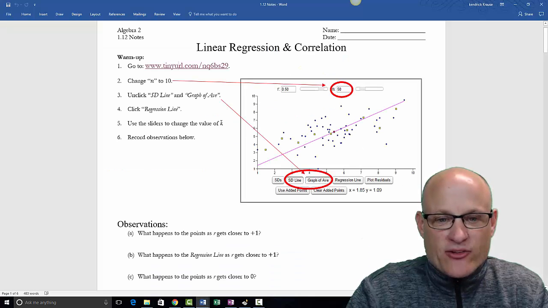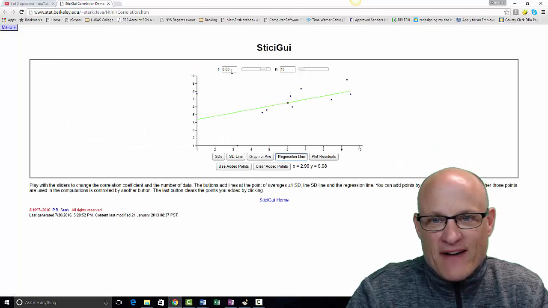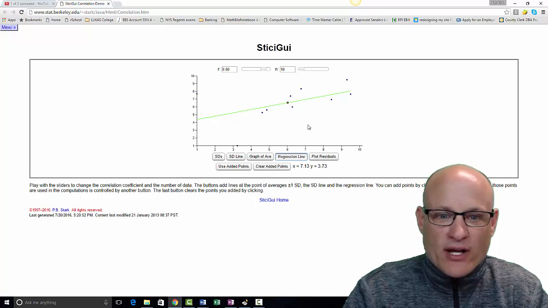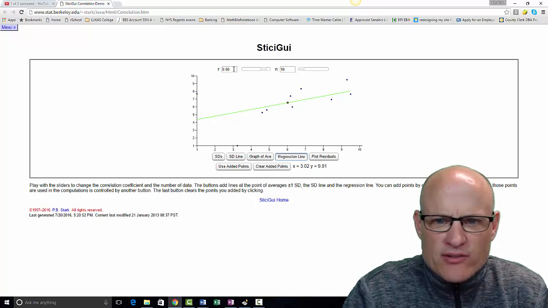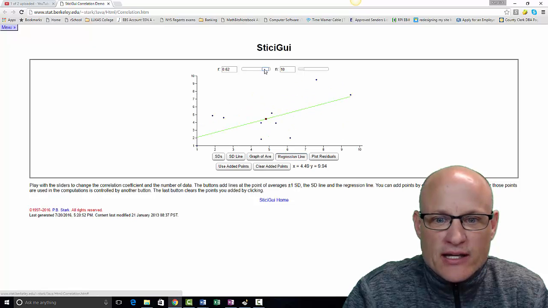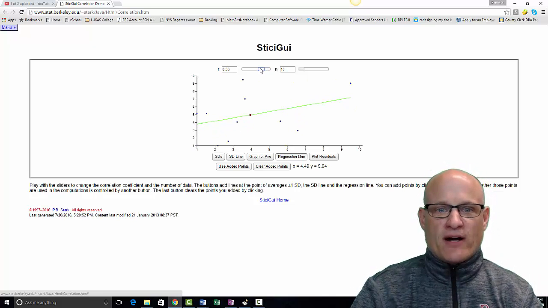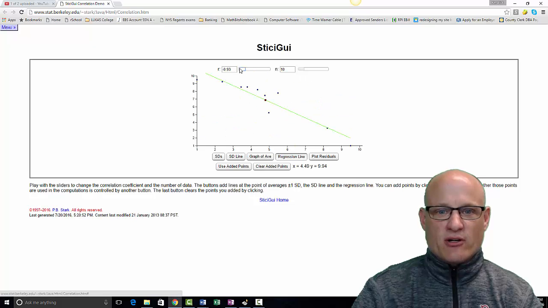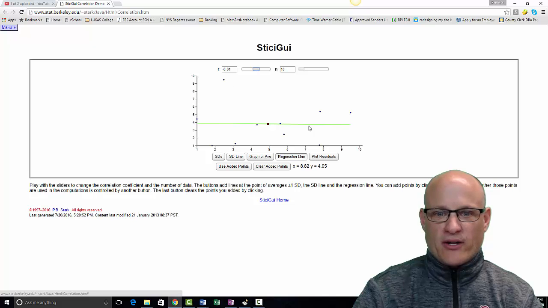Use the sliders to change the value of r and record your observations. So right now r is 0.50. Wait, hold on, that 0.5 was off. Let's go to 0 and see what 0 looks like. At 0, the points are all over the place, way up here, way down there. That's crazy.